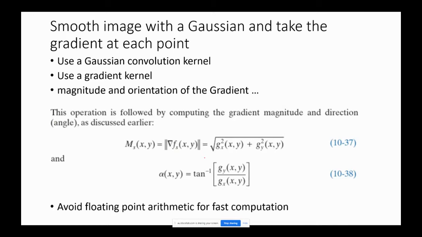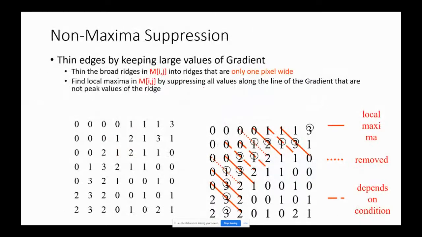Why do you need magnitude and orientation of the gradient? Well, the magnitude you're going to use to find where the edges are. And the orientation you're going to use to find where to follow the edges, because the edges will always be orthogonal to the direction of the maximal change of the gradient, right? And there comes this idea of non-maxima suppression.